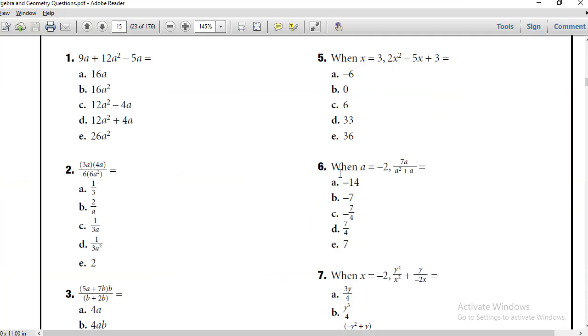Okay students, so the answer is 6 here, option number C. So you can see we got all the answers correctly, and now you have some questions in homework.